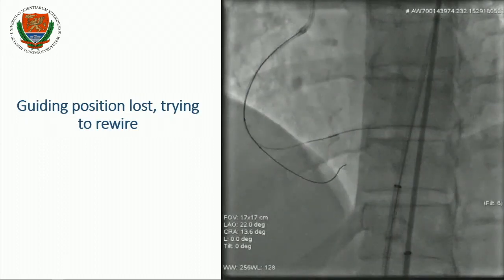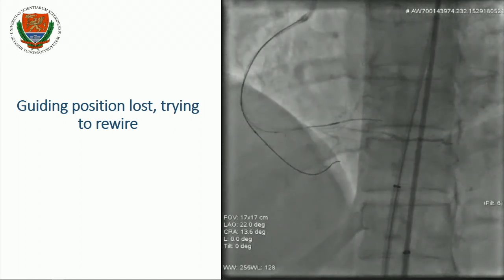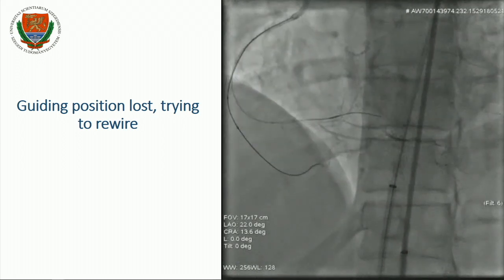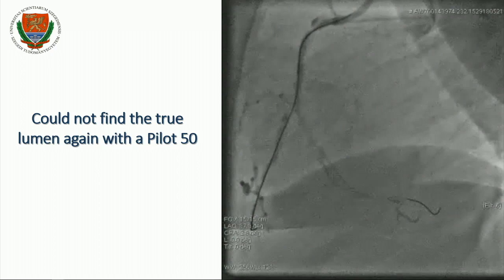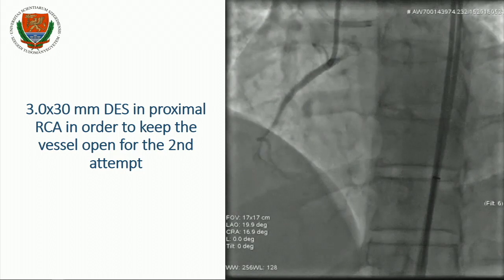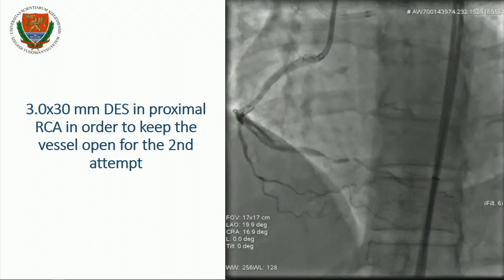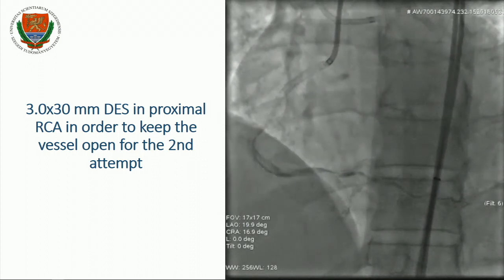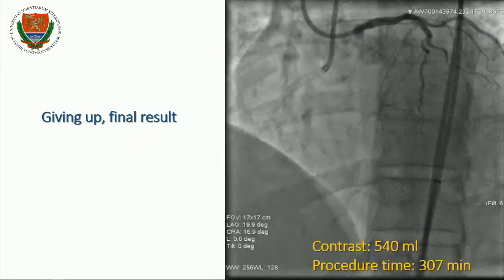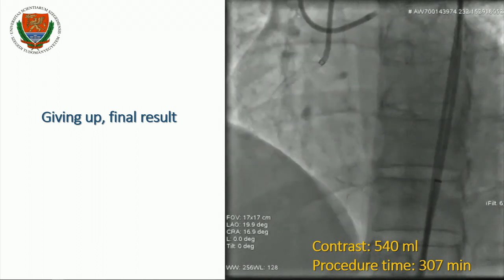After that, we tried to switch the wire and then pass balloons to predilate the lesion. But the balloons wouldn't cross, so during this manipulation, we lost the guide wire position, and then we had to switch the guide and again try to rewire the lesion. We tried several wires, including the Pilot 50, but it didn't find the true lumen, and we went subintimally. So at this point, we decided to implant a 3.0 by 30 millimeter drug-eluting stent in the proximal RCA in order to keep the vessel open for a possible second attempt, but we gave up this attempt. So this was 540 milliliters of contrast, and the procedure time was 3 hours 7 minutes.